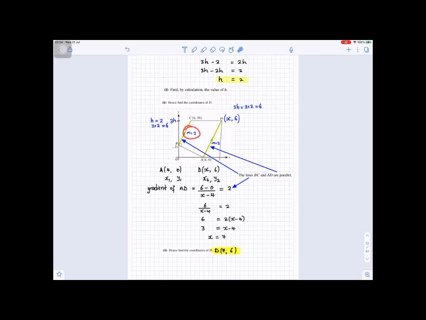So m is 2 for BC, and m is 2 for AD. The coordinate of D is (x, 6), because this is 3h, and h is 2, so 3 times 2 is 6. So that point there is (0, 6), and this one is (x, 6).